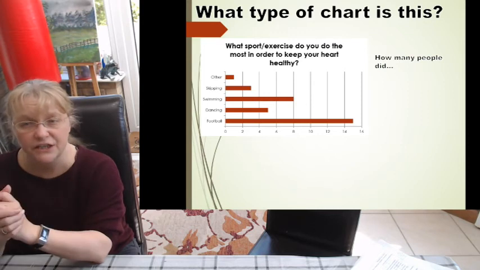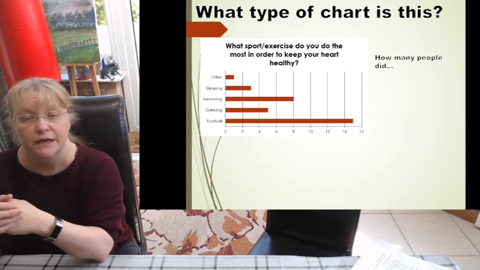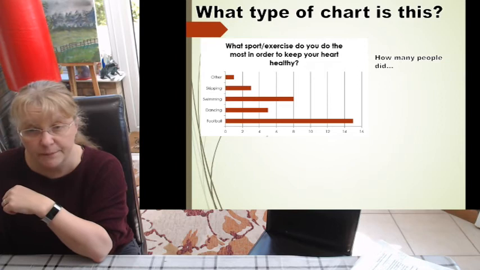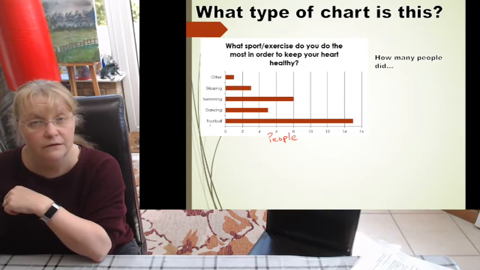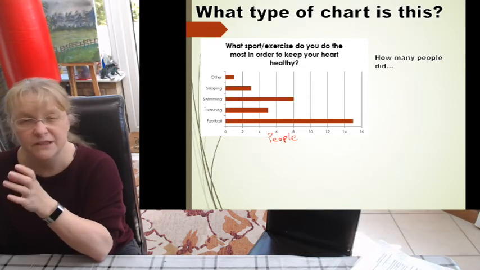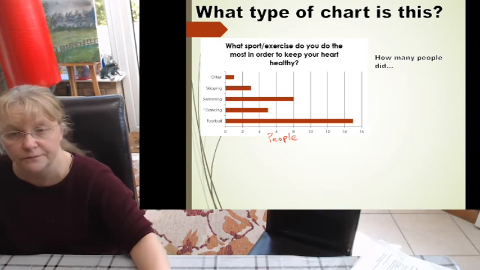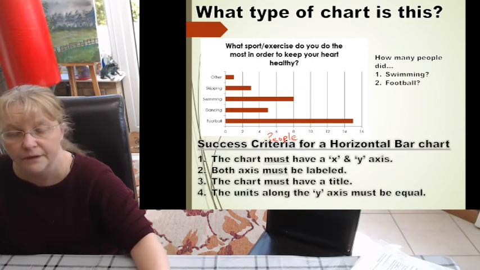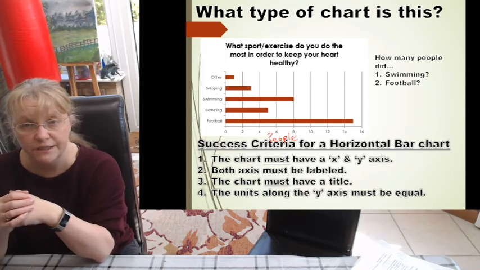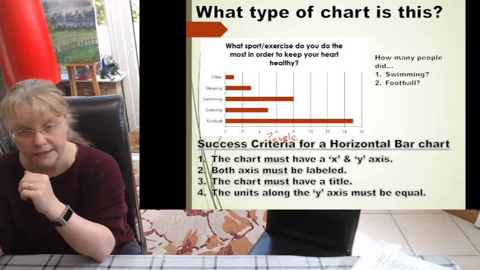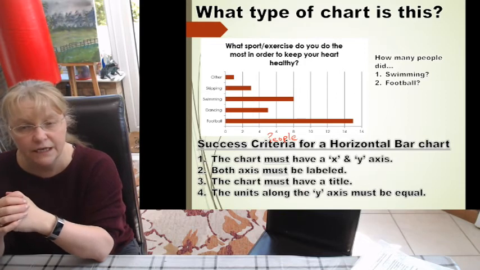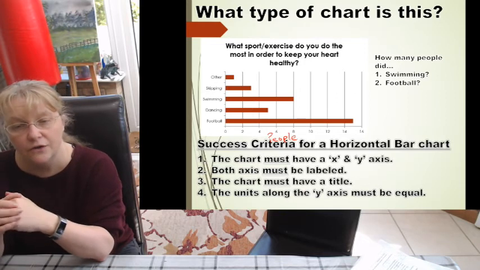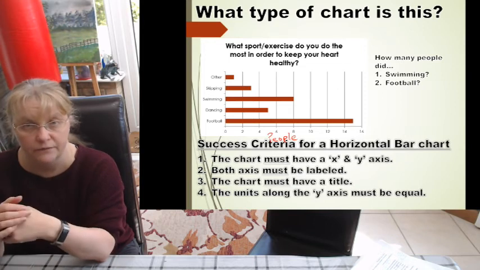Here's another way to show the exact same bits of information. This time what I've done is I've put people along here, and I've put the different sports here. It's the exact same information, but it looks slightly different. And again, successful criteria. Have I got an X and Y axis? Yes. Are they both labelled? Yes. Does the chart have a title? Yes. And are the units equal? Yes, they are.